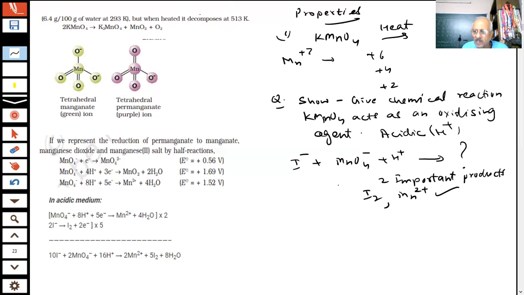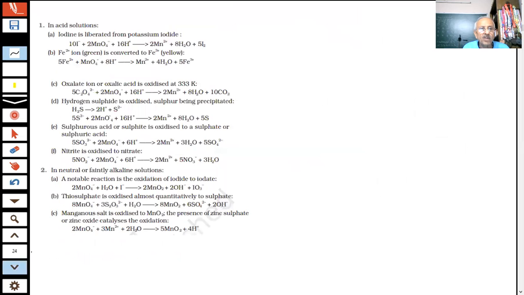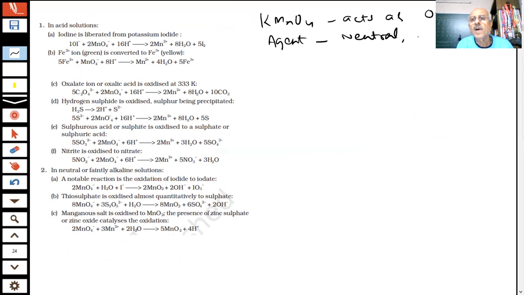They make your job easy, but only if you understand these things will you be able to get the right products. Such questions are repeatedly asked in the paper with some choices, students, that they can give you. So here are some of the reactions in which we have shown that KMnO4 can act as an oxidizing agent in acidic medium as well as in neutral or alkaline medium. Important. One question can be there in the paper. Neutral, acidic, alkaline.